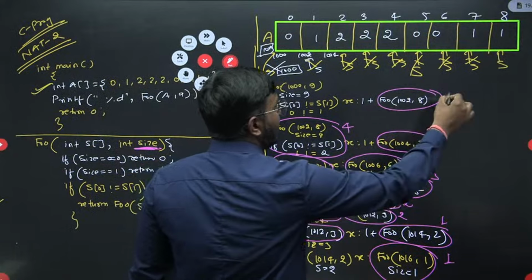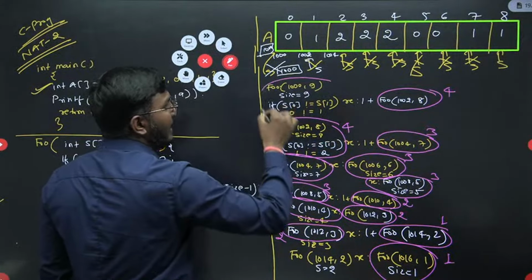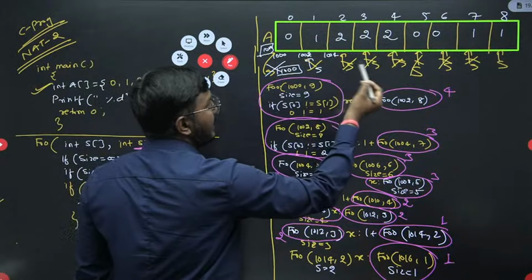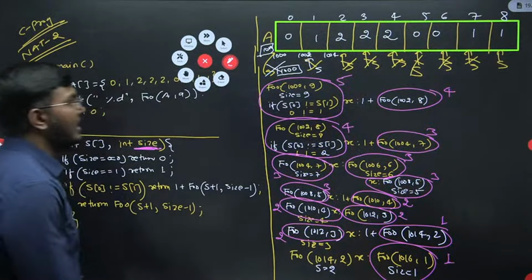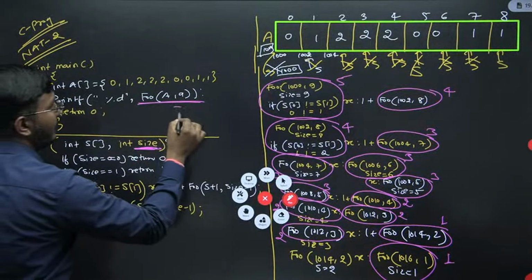So the value is nothing but 4 here. So 4 plus 1 is 5. So from where was it called? It was called from 1000, 9. So the value of 1000, 9 is nothing but 4 plus 1, which is 5. So it means the value returned by this foo of 1, 9 is 5. So the answer is 5 only.